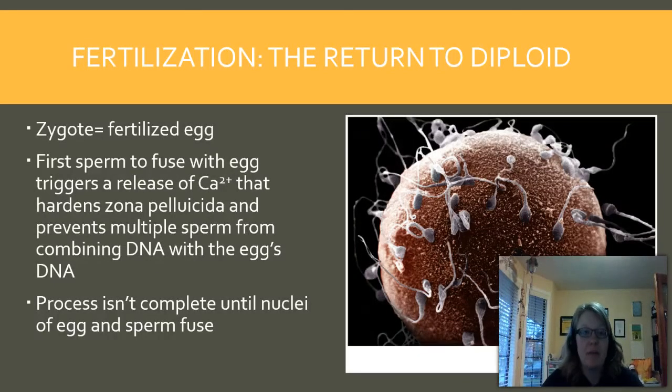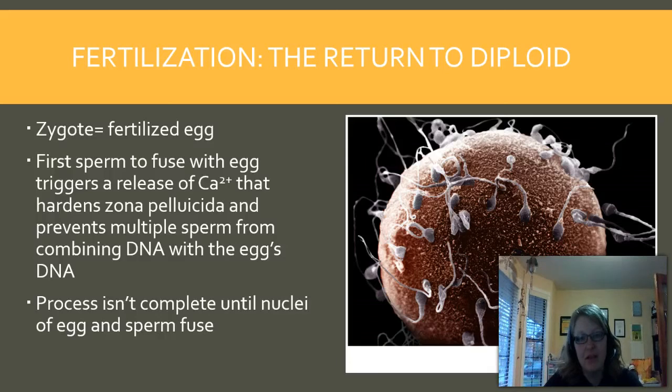And so let's wrap up with fertilization, and this is what gets us back to a diploid cell. A zygote is a fertilized egg, and this is what happens when the sperm meets the egg, and you can see a picture of this here with all the different sperm. Now the first sperm that makes it through that outer shell, which is known as the zona pellucida, is going to trigger a calcium release, and this changes that outer shell to a really hard shell that the rest of the sperm can't get through. Once again, this prevents extra DNA from being incorporated into this new offspring.